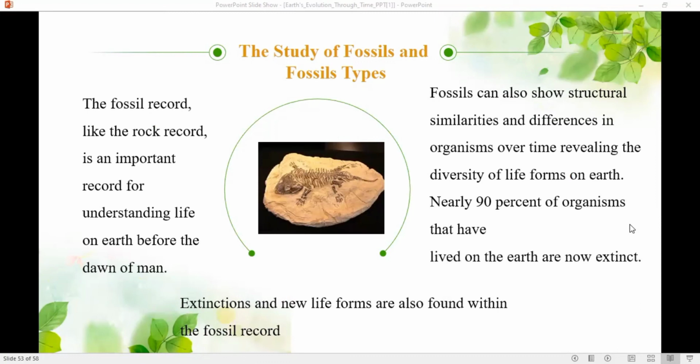The fossil record, like the rock record, is an important record for understanding life on Earth before the dawn of man. Fossils can also show similarities and differences in organisms over time, revealing the diversity of life forms on Earth. Nearly 90% of organisms that have lived on the Earth are now extinct. Extinctions and new life forms are also found within the fossil record.